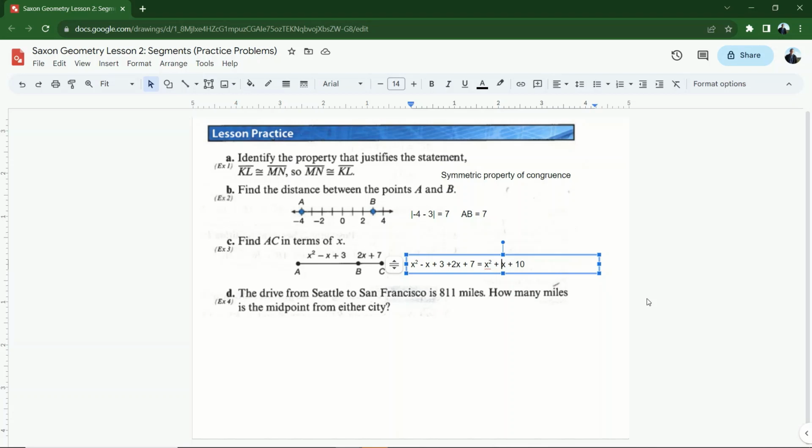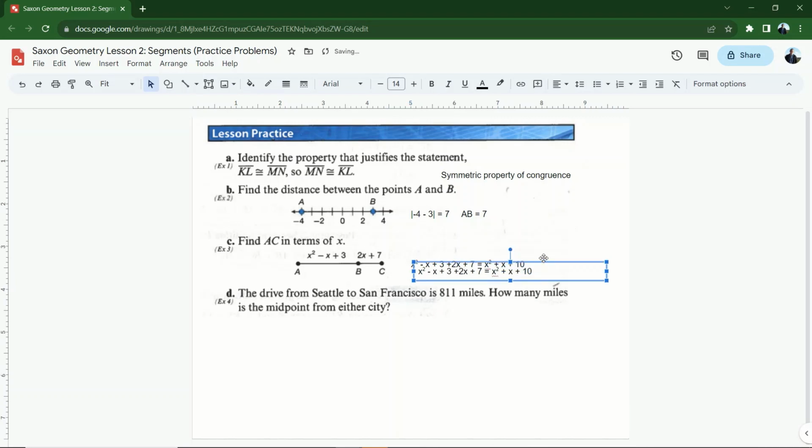Now, if I wanted to, I could try to factor this further. I'm not sure that this one's going to factor. What are the factors of 10? 2 and 5, and that's it. So this is not going to factor any further. I'm going to leave this in terms of x squared plus x plus 10 is the measure of AC in its simplest form.